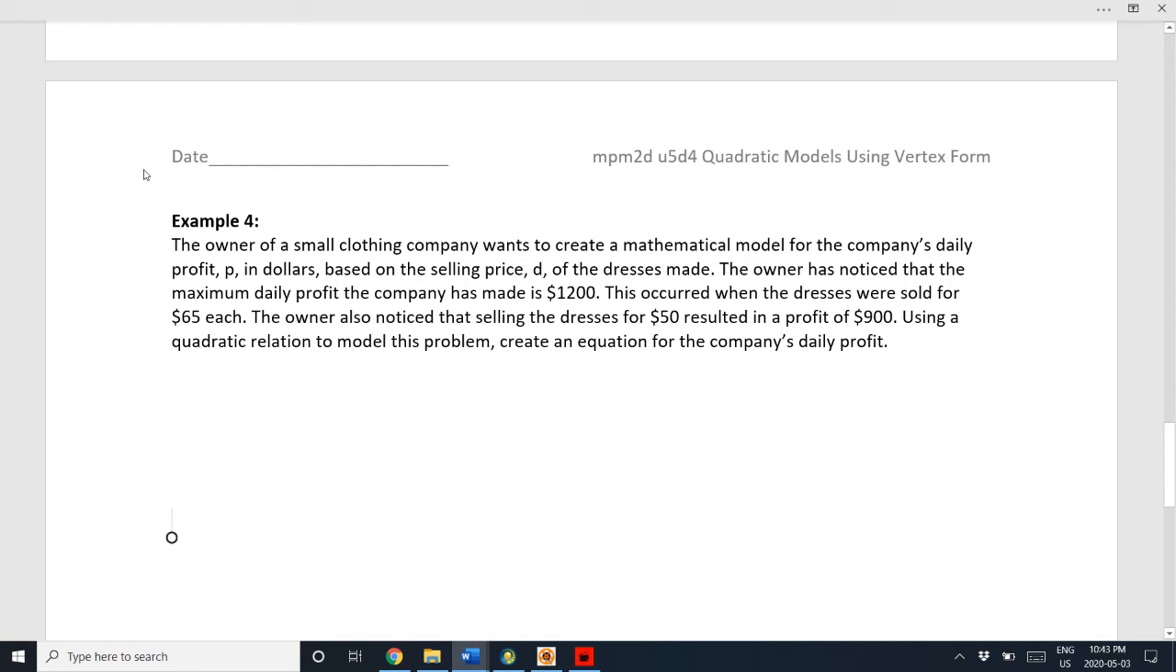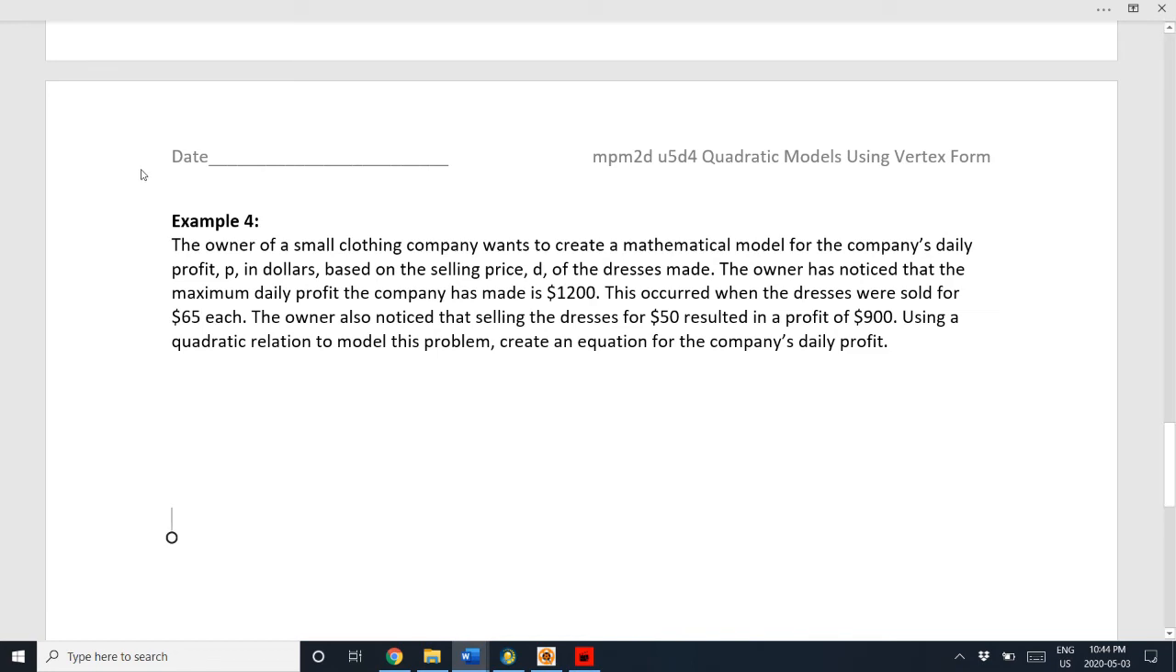Example 4. The owner of a small clothing company wants to create a mathematical model for the company's daily profit, P, in dollars, based on the selling price, D, of dresses made. The owner has noticed that the maximum daily profit the company has made is $1,200. This occurred when the dresses were sold for $65 each. The owner also noticed that selling dresses for $50 resulted in a profit of $900. Using a quadratic relation to model this problem, create an equation for the company's daily profit.